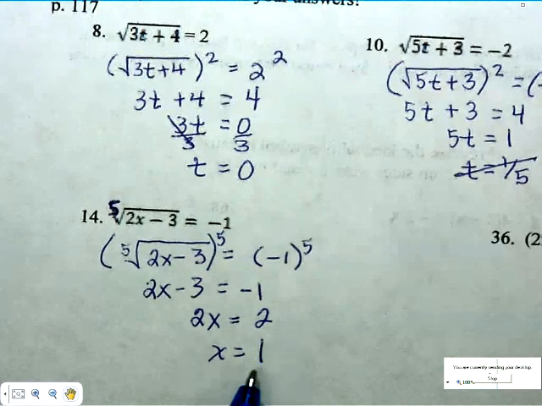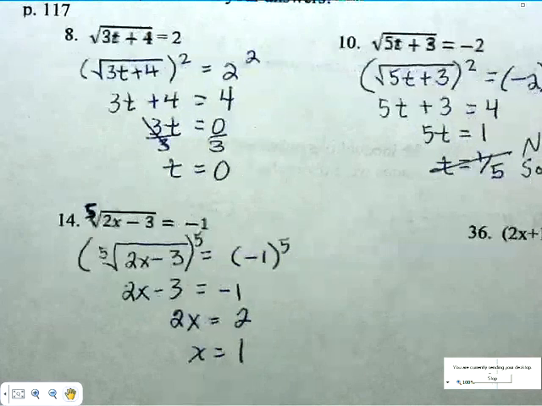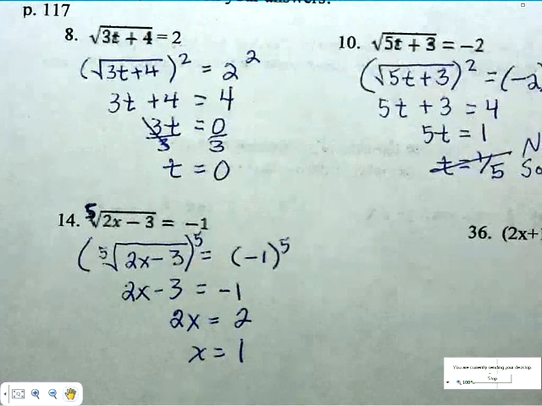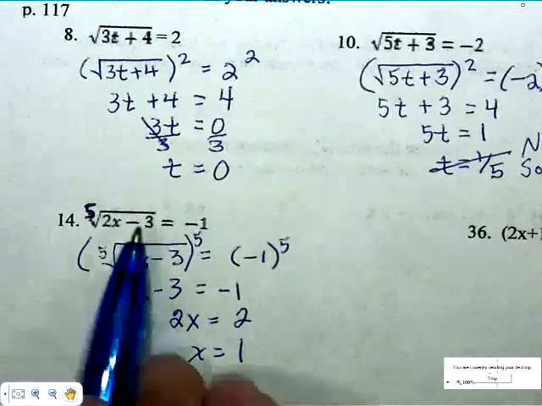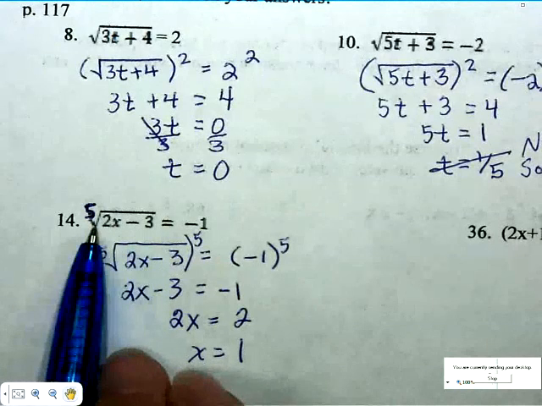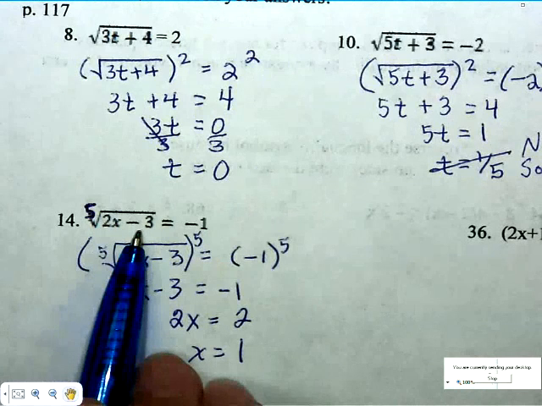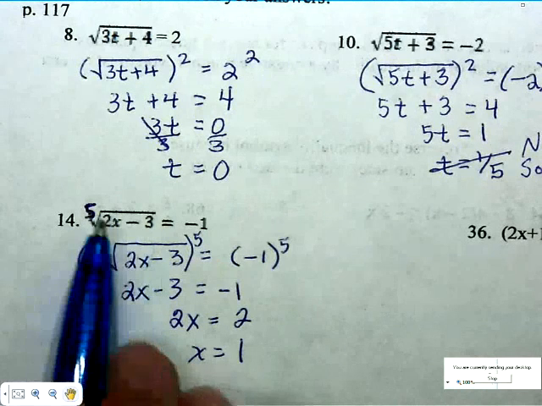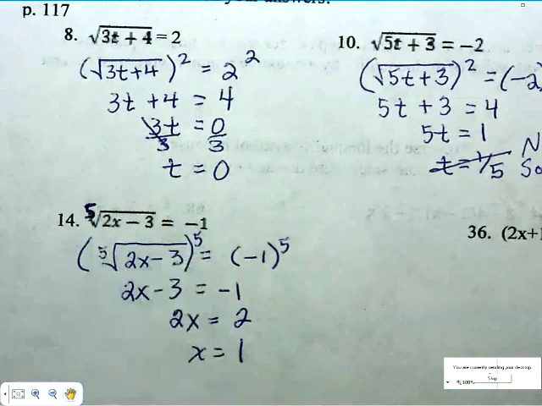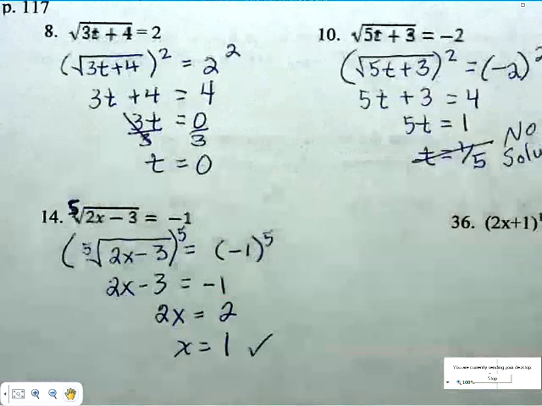You can go ahead and check that. Anytime I solve an equation, especially on a test, I'm going to check my answer. If you let x be 1 here, you will have 2 times 1 is 2, and 2 minus 3 is negative 1. Is the fifth root of negative 1 negative 1? Yes, it is. So 1 is the solution.